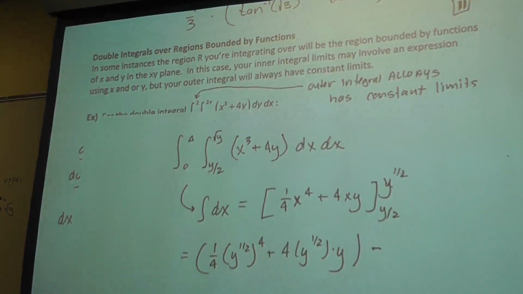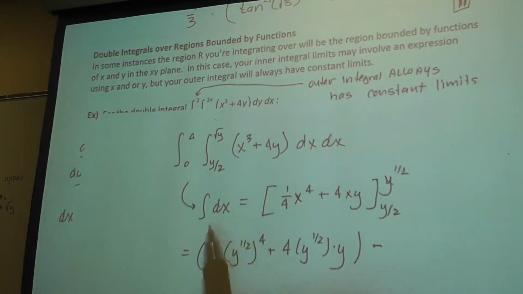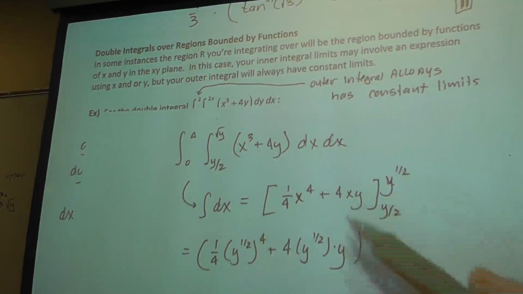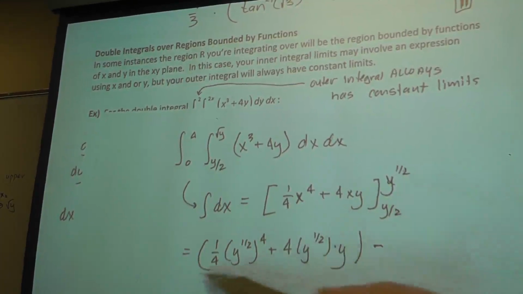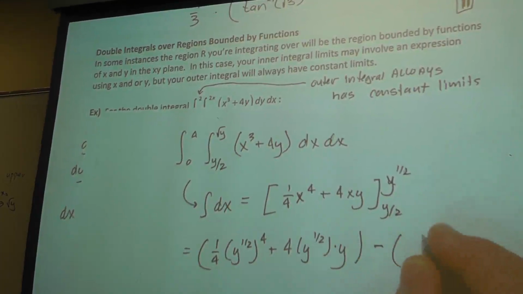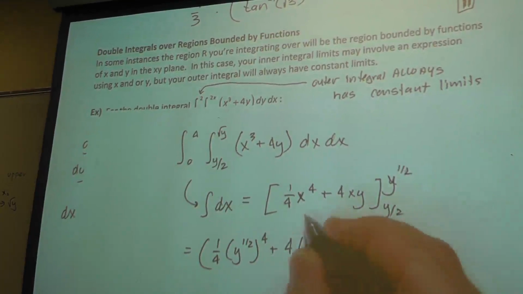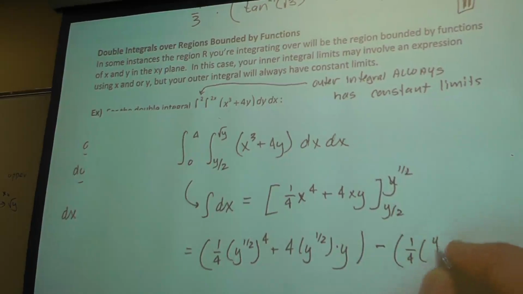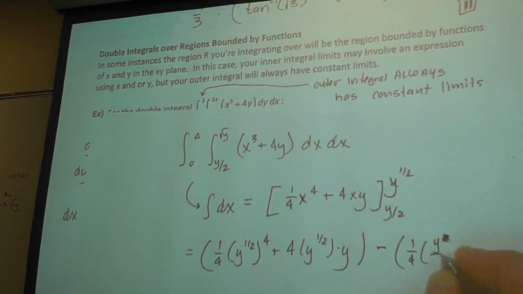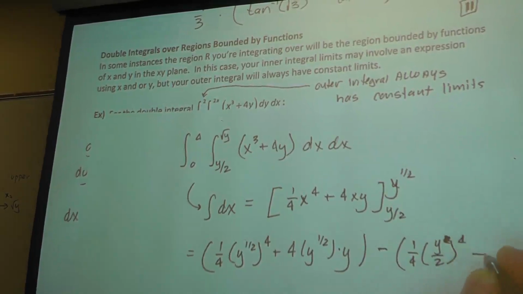Okay? And again, you've got to make sure you're aware of that. I just integrated x. X is my integration variable. X is what these get plugged in for. Upper limit got plugged in, minus your lower limit getting plugged in. So that's going to be 1/2 of y, oops, not y squared, but 1/2 of y to the 4th, plus this.